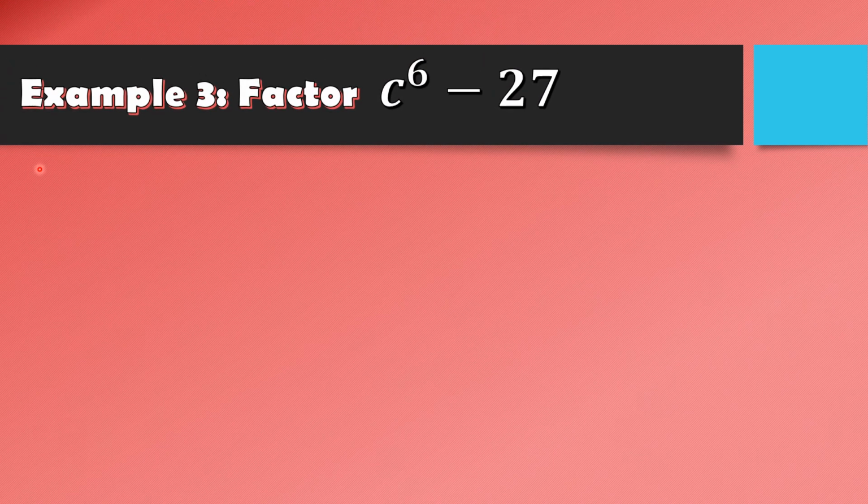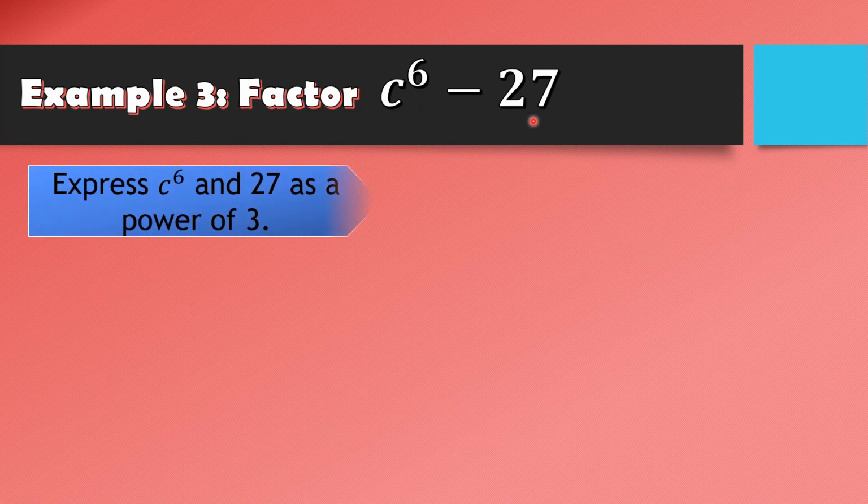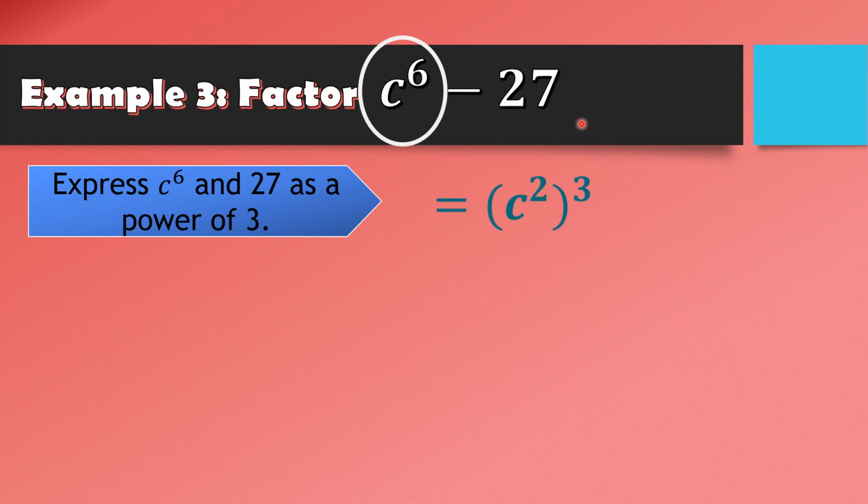For our last example, we are going to factor c raised to 6 minus 27. Again, don't forget that we need to express these terms as power of 3. So what is the answer if we are going to express c raised to 6 as power of 3? Very good. So we have the cube of c squared. How about 27? Great. We have 3 cubed.